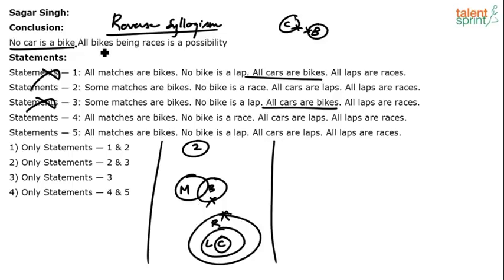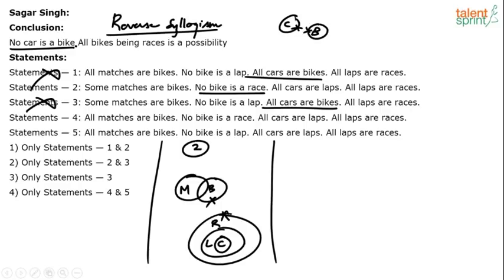Second conclusion, all bikes being races is a possibility. Can all the bikes be races? No. Clearly he says bikes and races cannot overlap, right? No bike is a race. So if no bike is a race, how can we say all bikes being races is a possibility?